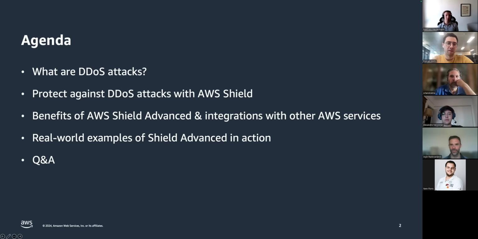So we'll start with what are the DDoS attacks and how AWS can help you protect against them with AWS Shield. We'll then talk about the benefits of AWS Shield Advanced and how it integrates with other AWS services. Then you'll also hear from Victor more about real world examples. And if you have any questions, you can post them in the chat. We'll have a small Q&A session at the end of this webinar.